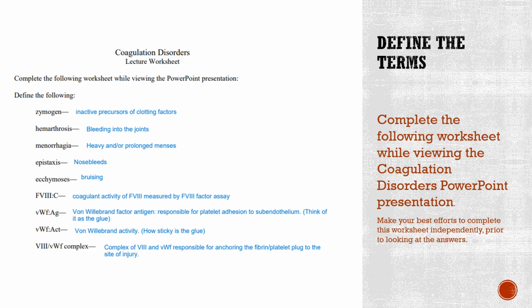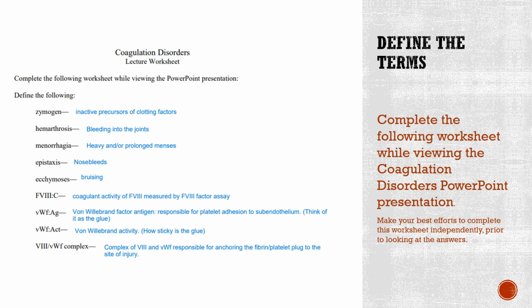Factor 8C just means coagulant activity of factor 8 measured by the factor 8 assay. Von Willebrand factor Ag basically means the von Willebrand factor antigen. That is going to be responsible for platelet adhesion to the endothelium. It's also responsible for helping to stabilize factor 8. Remember? Think of von Willebrand's antigen as the glue that helps platelets stick to the site of injury as they're forming their platelet plug.